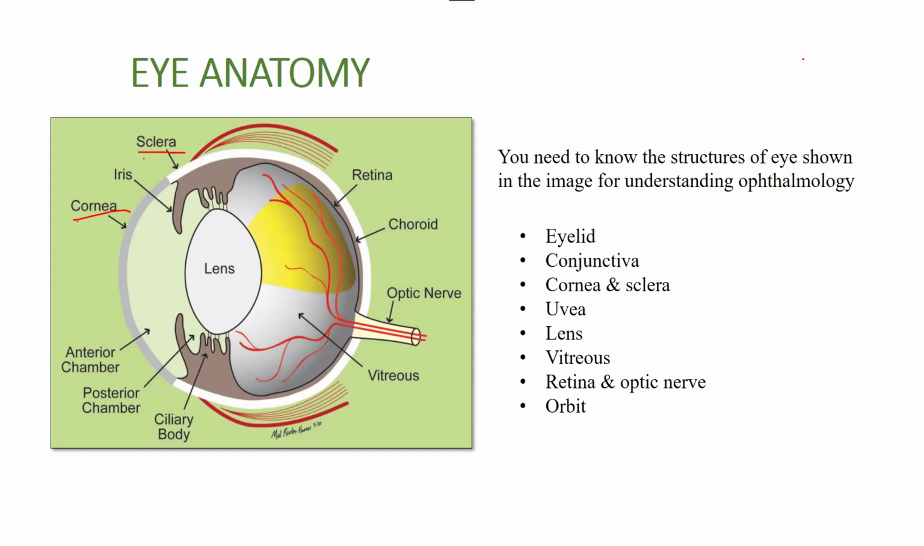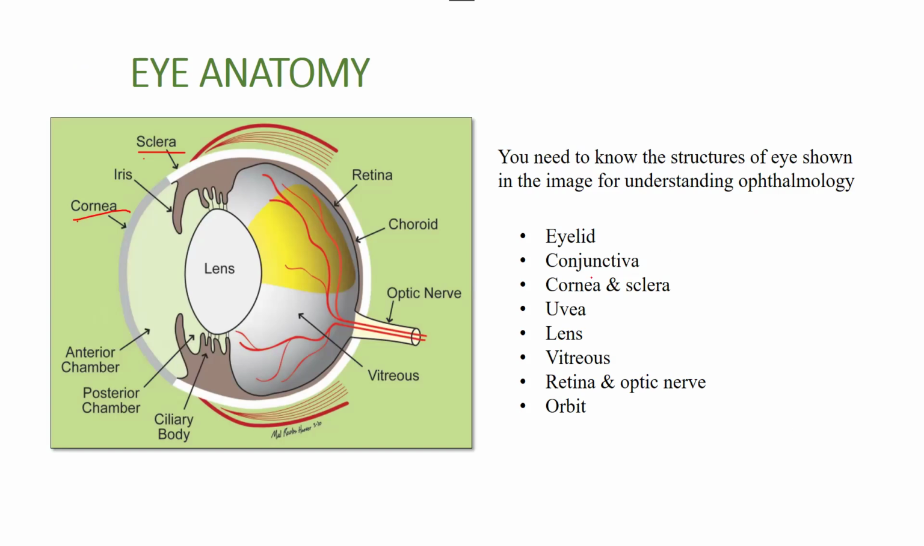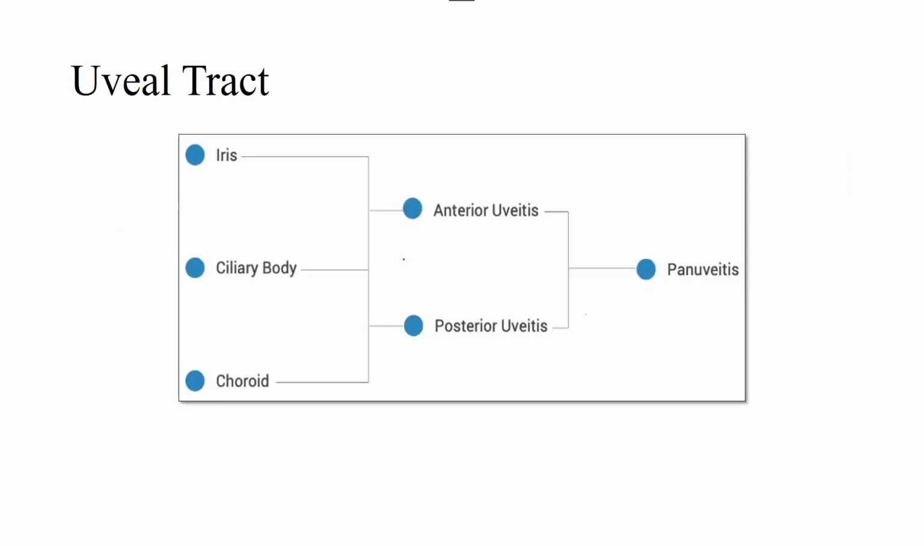The next thing we have is uvea. Uvea, or uveal tract, is called the vascular tunic of the globe. If you see this picture, there are three structures: iris, ciliary body, and chorioid. Let's get back to this picture again. Here you can see the iris, the ciliary body, and the chorioid. If I encircle, this is iris, this is the ciliary body, and this portion on the back is chorioid. So these three together make the uveal tract.